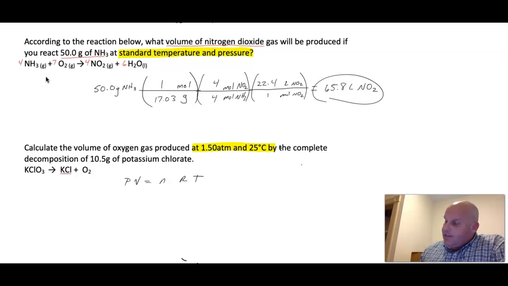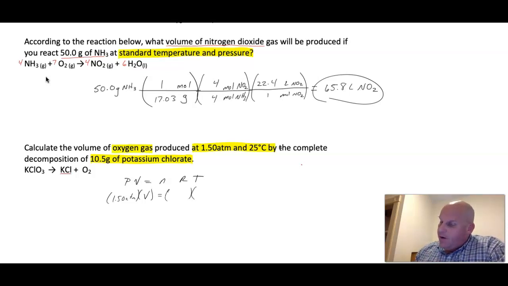So if I think about what the problem has given me and what the problem is asking for, I have a pressure, 1.50 atm. They're asking me for a volume. I have an amount, but I need to be careful here. Here's where the stoichiometry comes in. I have an amount in grams of potassium chlorate, but the question is asking about oxygen gas. So I can't fill in my N value just yet.